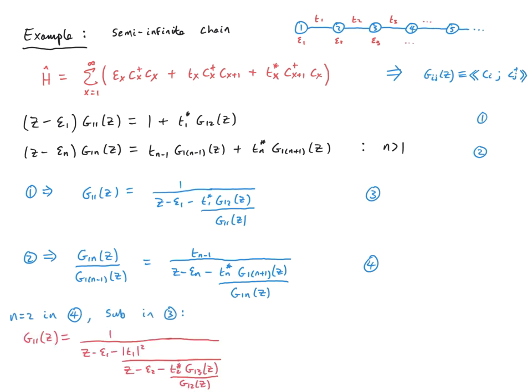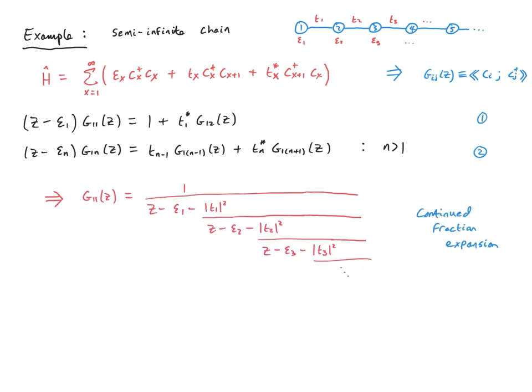I can write G11 as 1 over z minus epsilon 1 minus square modulus of T1 over z minus epsilon 2 minus, and then I have a new factor to deal with. However, this new factor is simply equation 4 with n equals 3, and so I can substitute it in again. And you can see that this will recursively generate the Green's function for G11.